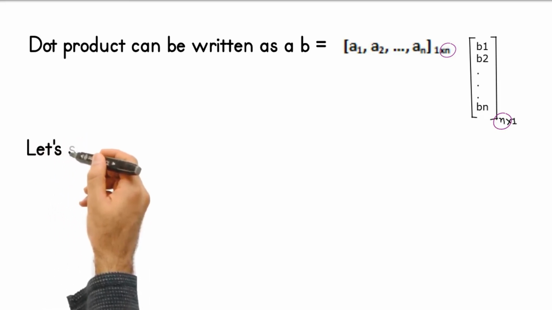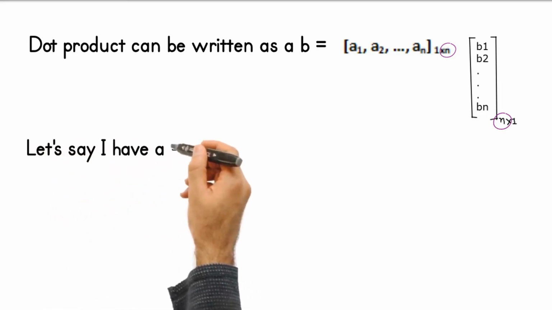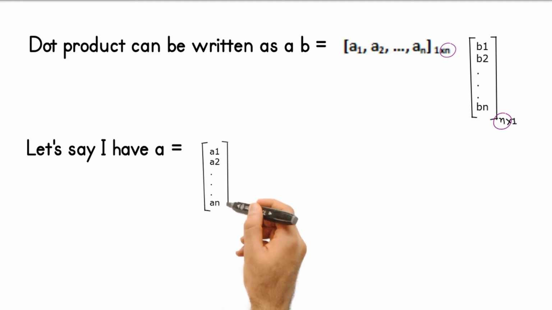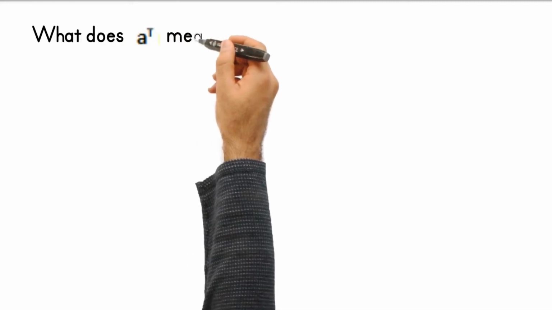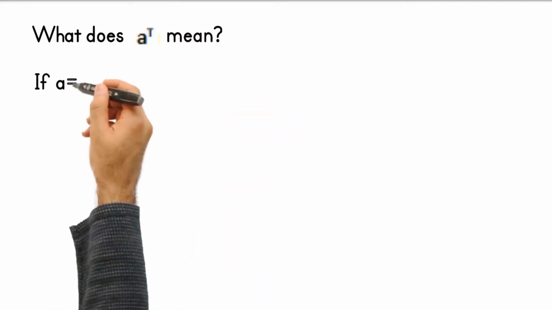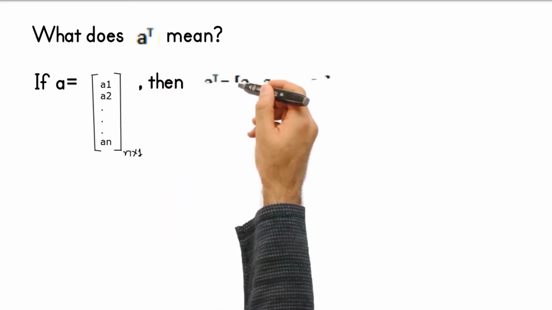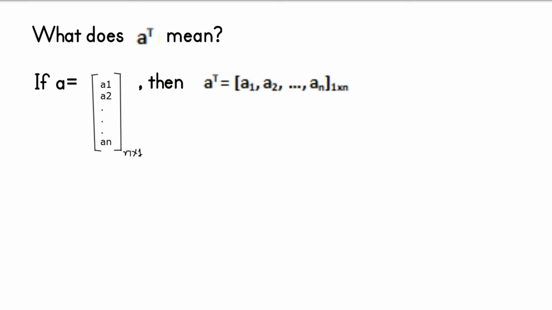Let's say I have A is equal to A1, A2, An, n cross 1, which is a column vector because the default representation is always a column vector, which has size n cross 1, n rows and 1 column. Now what does A transpose mean? A transpose means basically swap your rows with columns and columns with rows. A transpose is equal to A1, A2, An as 1 cross n. I can convert a column vector to a row vector by just taking transpose and this becomes 1 cross n.